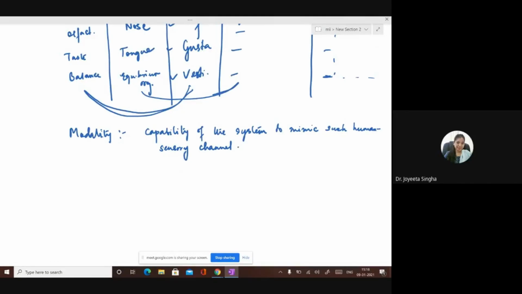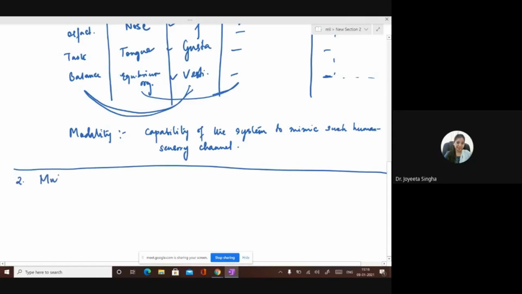So next, let us move on. This was the general definition of what a medium is and what a modality is. Next, let us define what multimedia is, and what multimodality is.